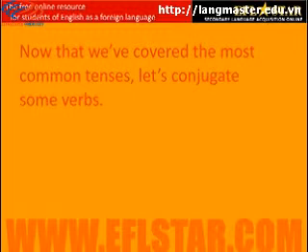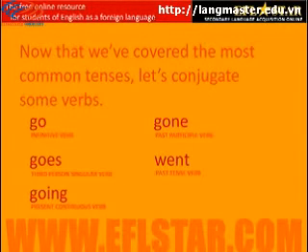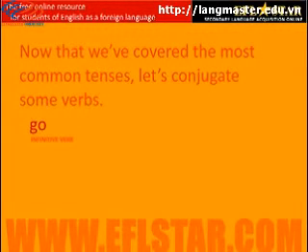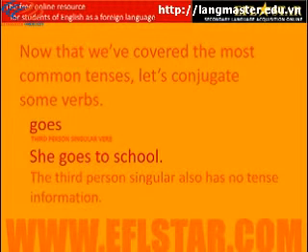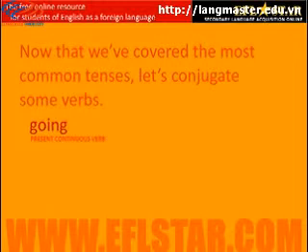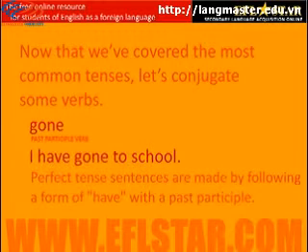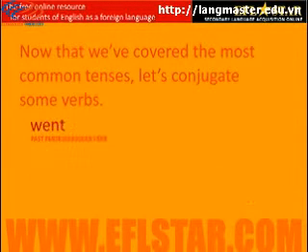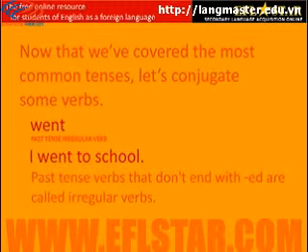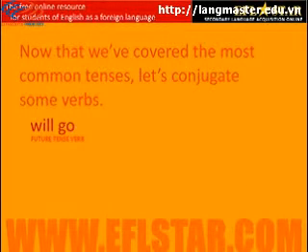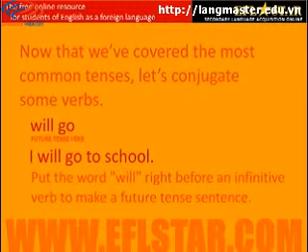Now that we've covered the most common tenses, let's conjugate some verbs. Go, goes, going, gone, went, will go. Go. I go to school. Goes. She goes to school. Going. I am going to school. Gone. I have gone to school. Went. I went to school. Will go. I will go to school.